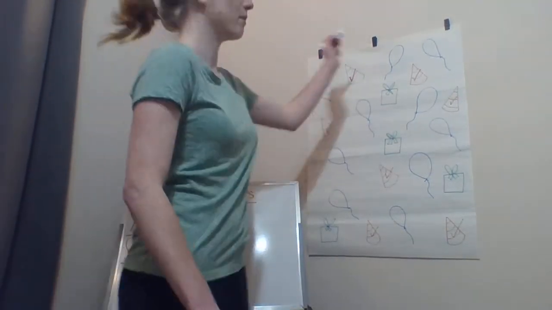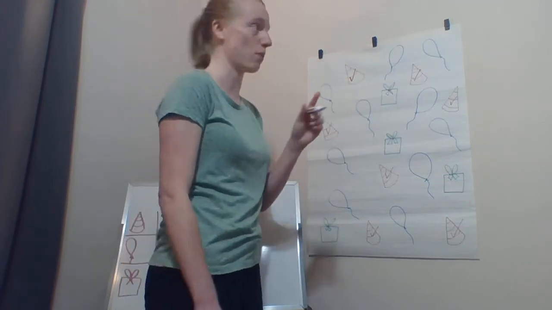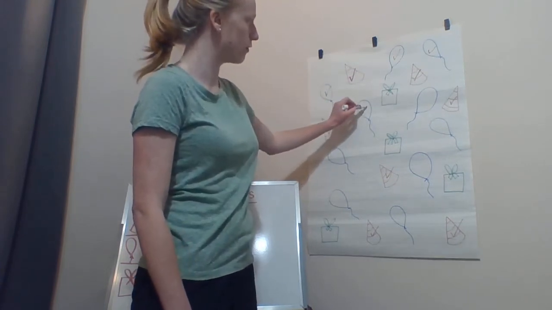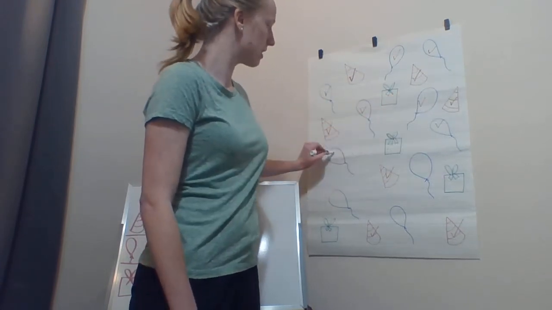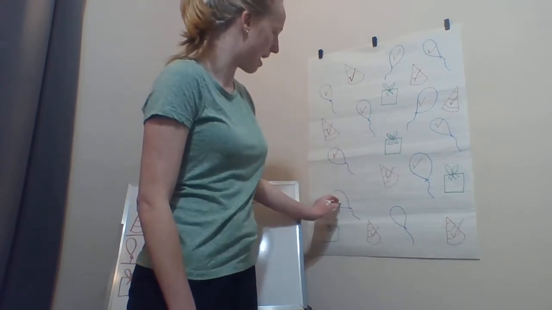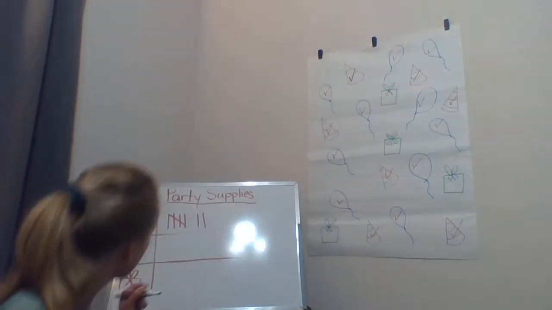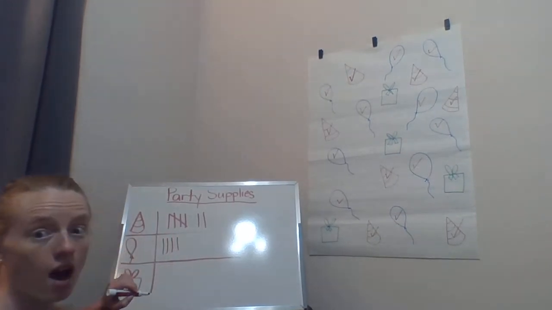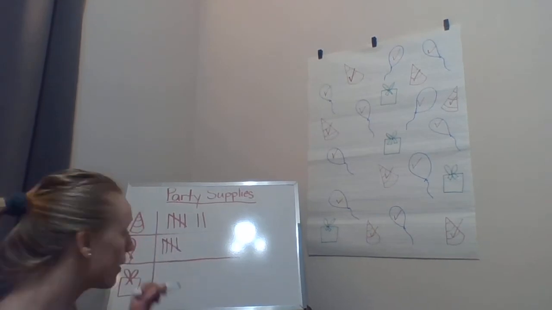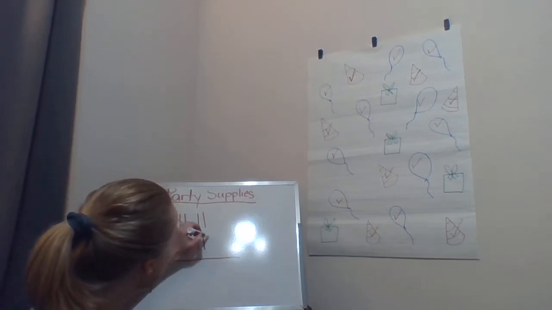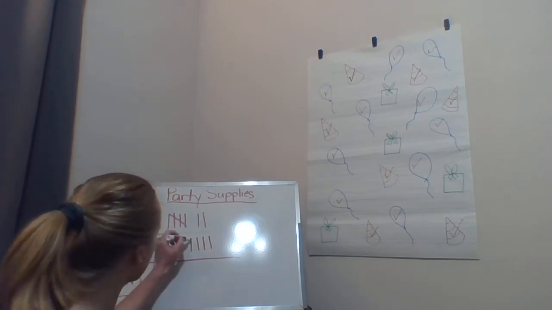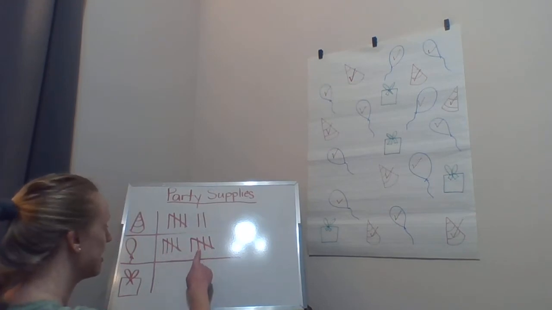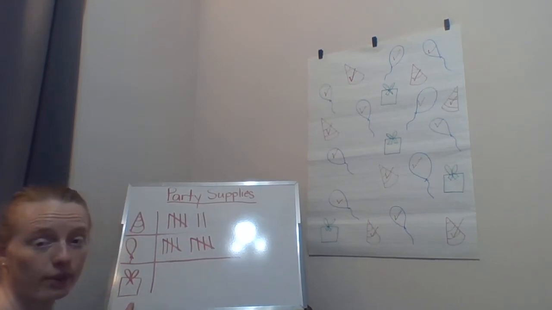Here we go. Remember, I'm going to check them off so I don't accidentally count it twice. 1, 2, 3, 4, 5, 6, 7, 8, 9, 10. Okay, here we go. 1, 2, 3, 4, 5. We're going to cross over. 6, 7, 8, 9. Cross over again. 10. Now I can just count by 5s. 5, 10.